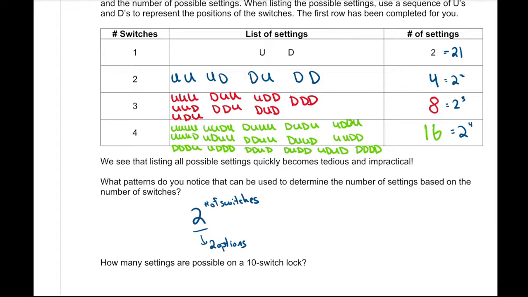If I think of 5 switches, I'd have 2 options for the first one, multiplied by 2 options for the second, and so on, finally 2 for the fifth. Because we have up and down as our 2 settings for each, it works out to 2 to the fifth, which is 32 possible outcomes. And again, if you went through and listed them out, you would find that there are 32 possible outcomes.